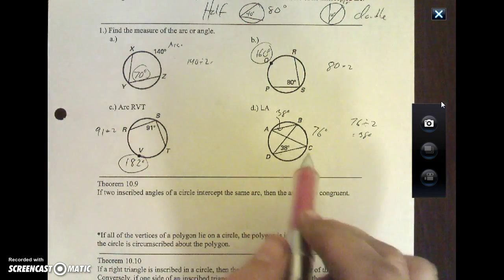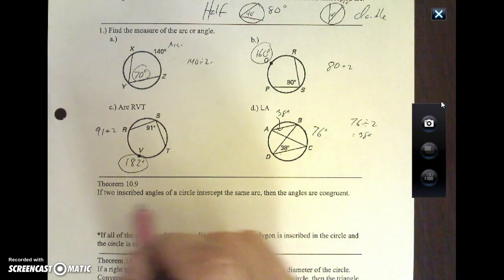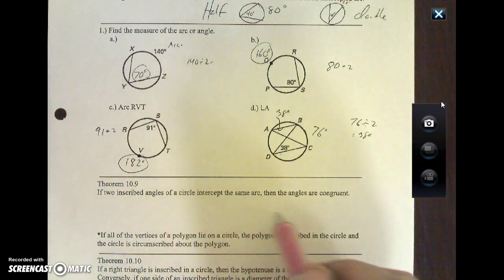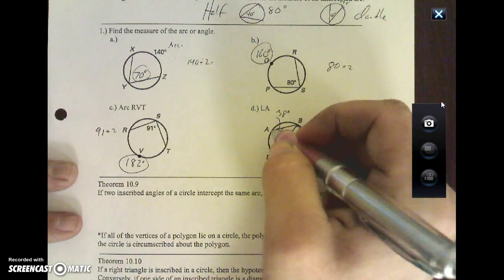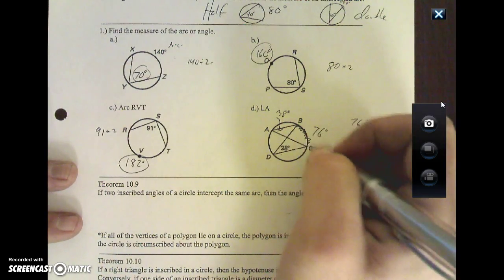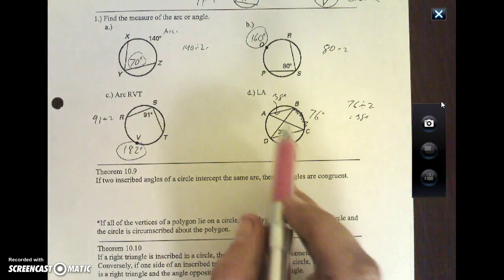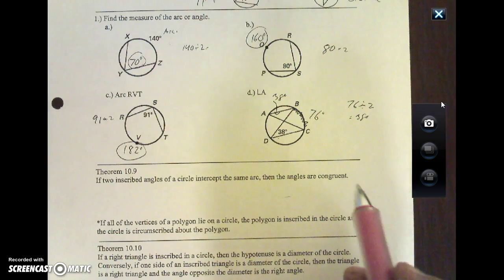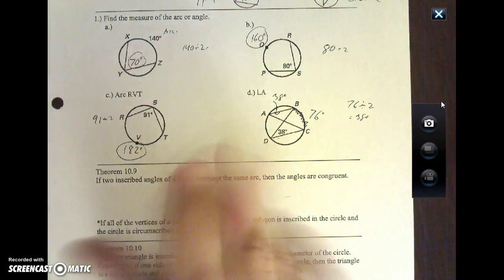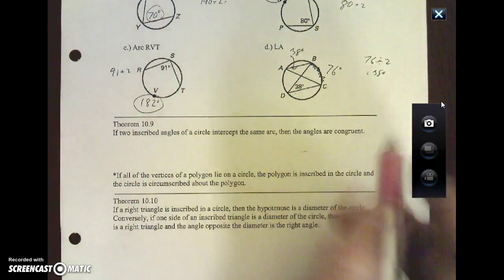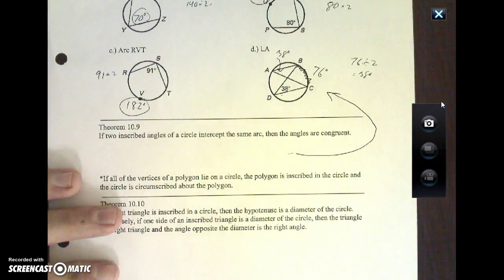This problem right here leads us to our very next theorem. If two inscribed angles of a circle intercept the same arc, then the angles are congruent. Can you see up here how these both went to the same arc on the outside? Therefore, angle A and angle D must both be the same. We'll get used to that as the year goes on. Very, very good. So if you're looking for an example for this, look no further than part D.